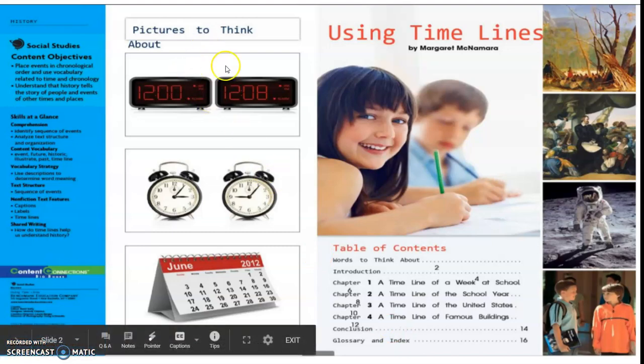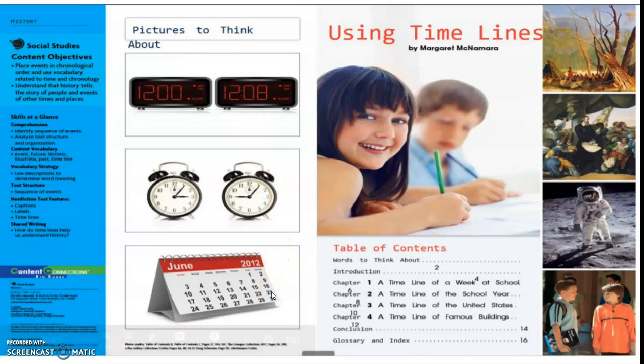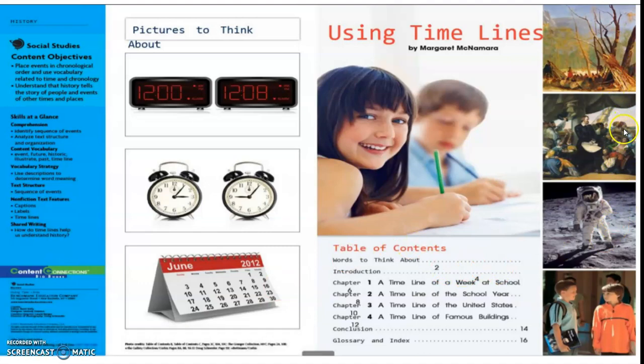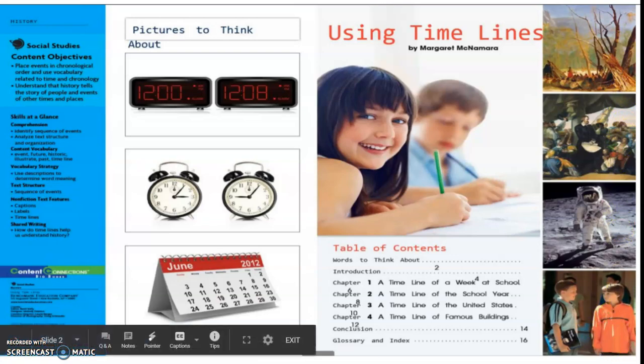All right, pictures to think about. Alarm clocks, ooh, and calendars. Yes, timelines really talk about time. And we have some pictures here. Now these ones are painted, which tells me they were from long ago before we had actual pictures. And then we have here one man on the moon. And then maybe one at school.